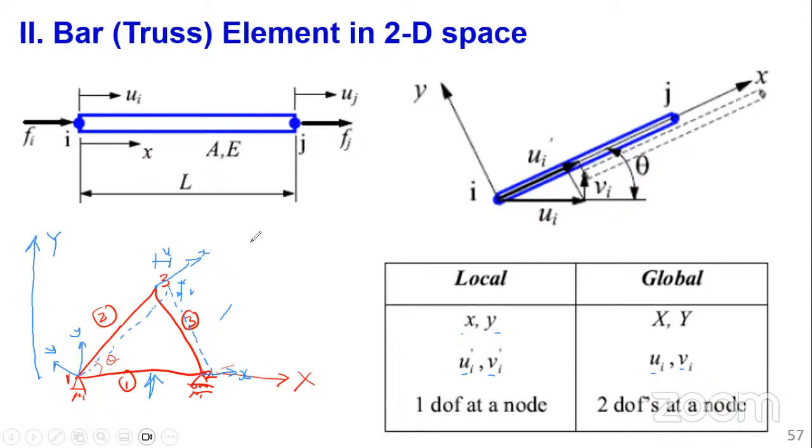For a bar element, the stiffness matrix is equal to AE over L times the matrix 1, minus 1, minus 1, 1. Don't forget that.